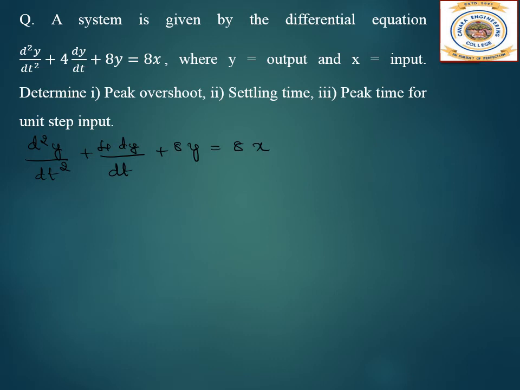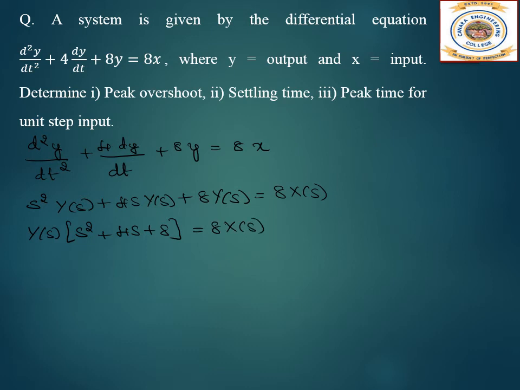So what you have to do, you have to apply Laplace for this. So d square will be s square into y of s plus 4 into s into y of s plus 8 into y of s equal to 8 into x of s. Let me take all y of s terms common here. S square plus 4s plus 8 equal to 8x of s. And they mentioned that y is the output, x is the input. Therefore, the transfer function will be y of s by x of s. This is a closed loop transfer function. We get it as 8 divided by s square plus 4s plus 8.